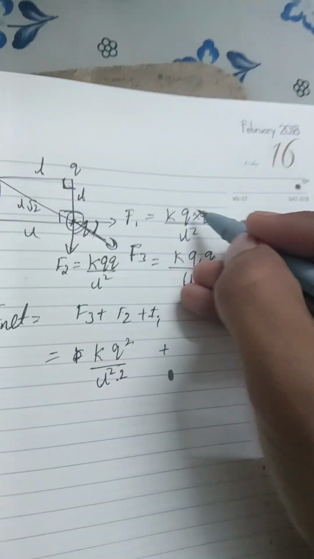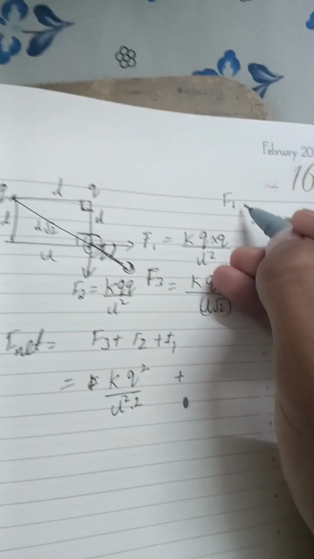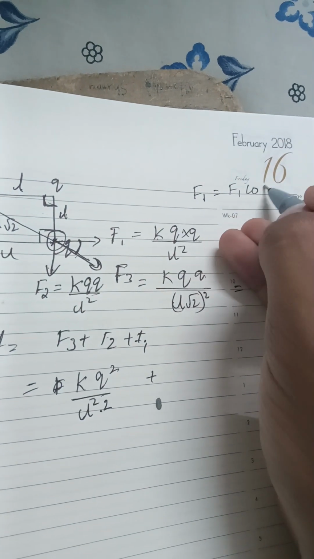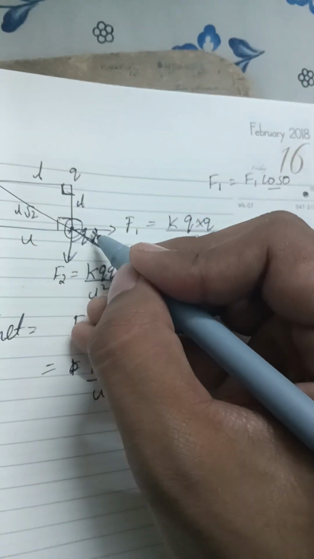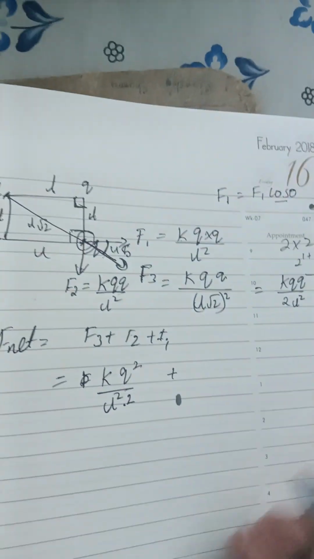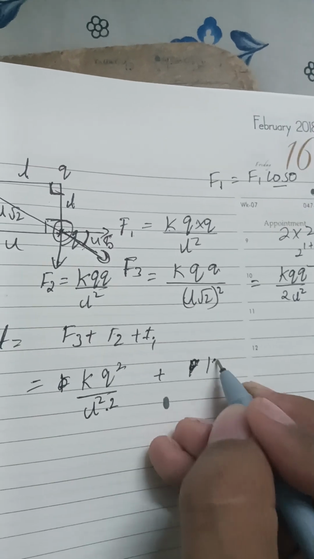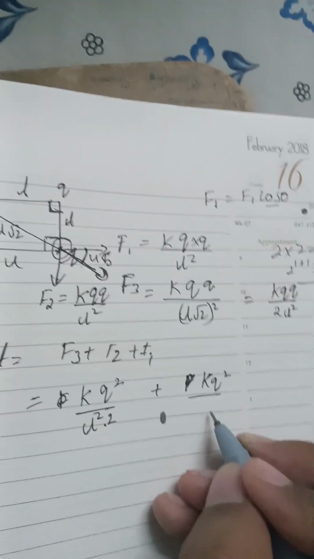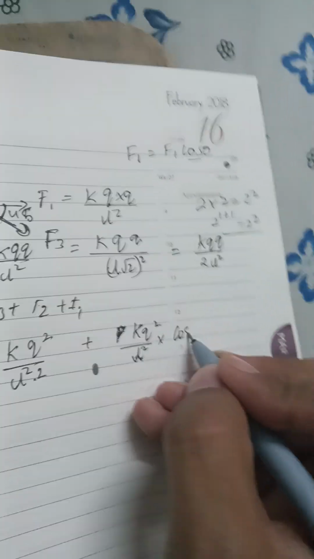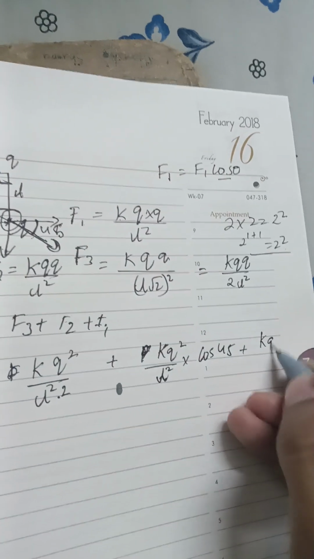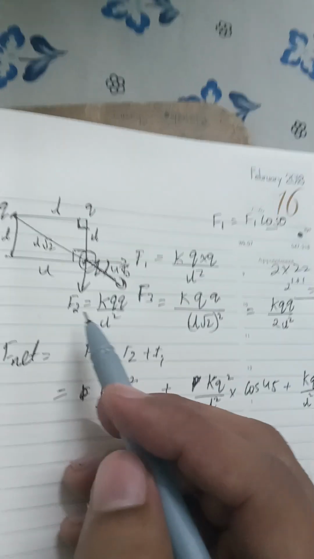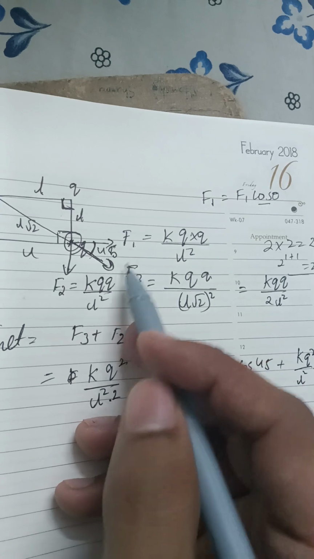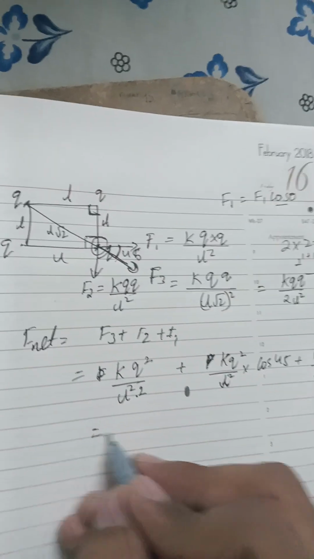Wait 2 minutes. To find the components, the vertical component of F1 would be F1 cos theta and theta here is 45 degrees because this angle is 90 and bisecting gives 45. So K Q square by L square into cos 45 plus K Q square by L square into sin 45. Why did I take sin? For F2 it would be sin and for F1 it will be cos. That's the rule of mathematics.